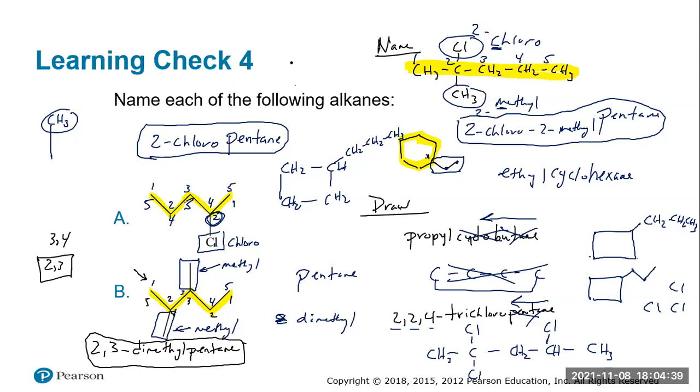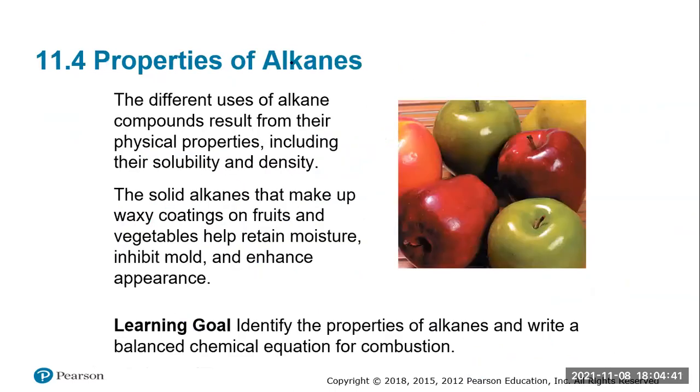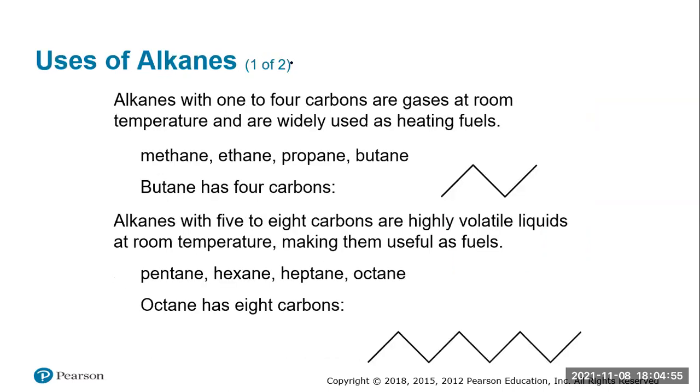Let's talk about some properties of alkanes. Different uses of alkanes and their compounds result from their physical properties. Solid alkanes make up waxy coatings, like we see here on our apples, to help inhibit mold and enhance appearance. Alkanes with 1 to 4 carbons are typically gases at room temperature. So that's our methane, ethane, propane, and butane. That is 1, 2, 3, and 4 carbons.